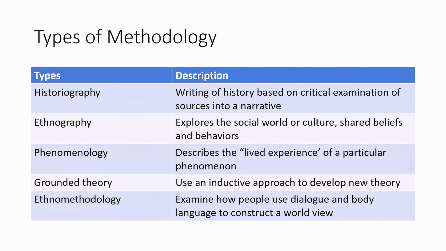If you are trying to examine things that have happened in the past, you have to do a kind of narrative analysis. If it's ethnography, you're trying to explore something like social world or culture, shared beliefs or thereabout. If it's phenomenology, it has to be an experience that people have gone through over time. Then, if it's grounded theory, you use an inductive approach.